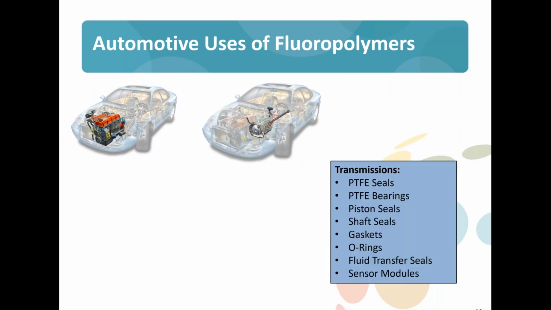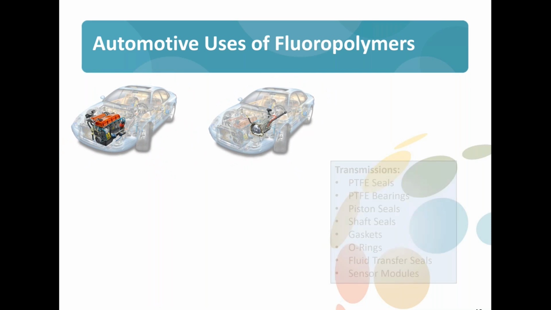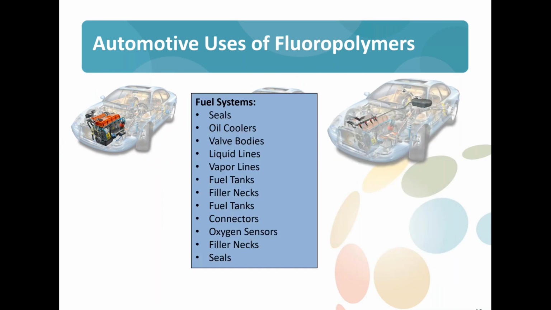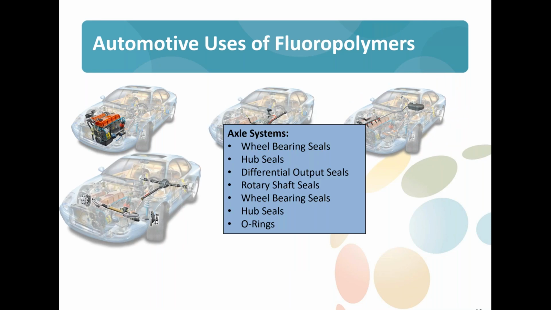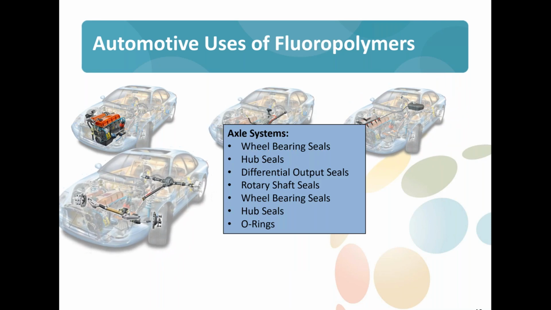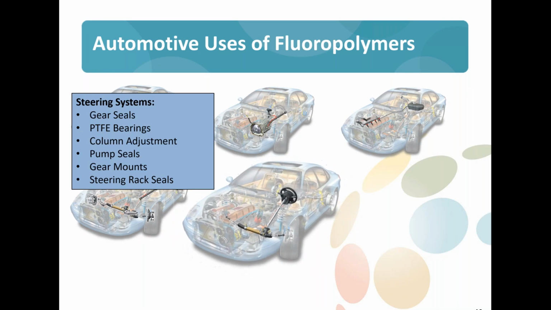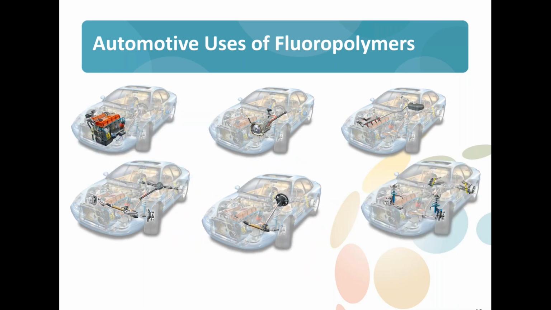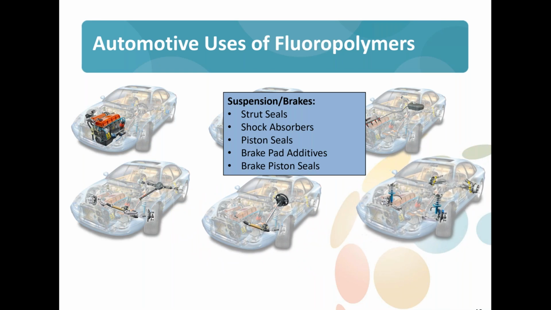You have your transmission compartment and your seals and gaskets. You have your fuel system. You cannot get the kind of mileage you get today without that. And then you get your axle systems, the different bearings and seals and O-rings. You have your steering systems, your PFT bearings, your pump seals, and then you have your suspensions and your brakes, piston seals, and so on.